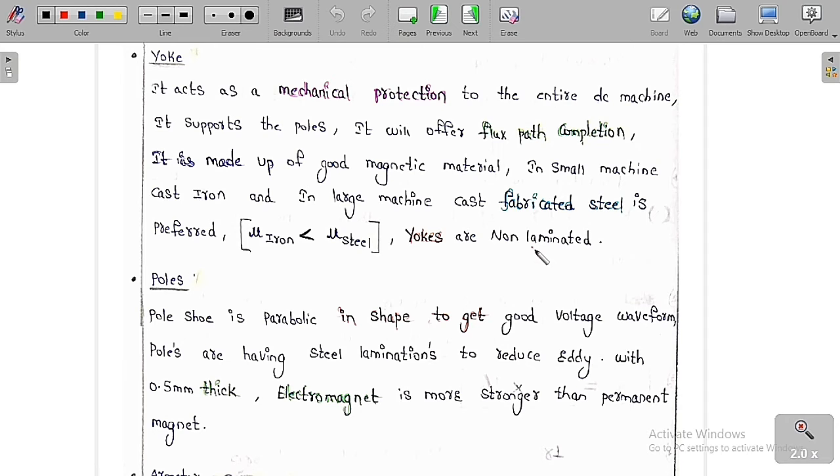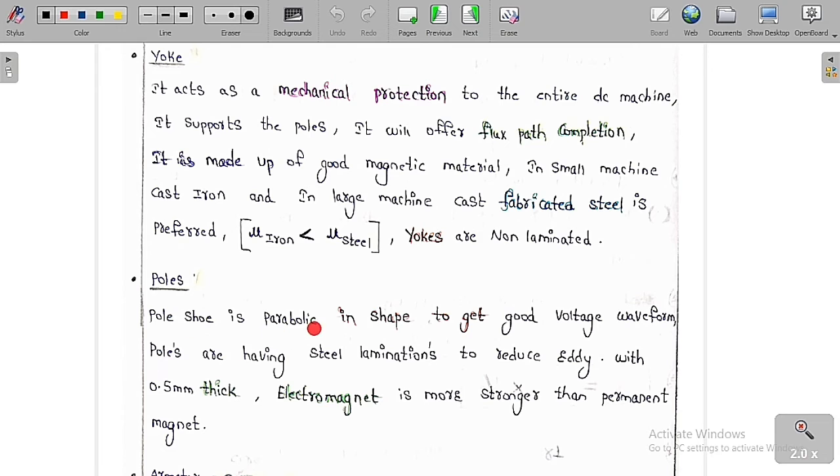So the yoke acts like a mechanical protection to the entire DC machine, and it supports the poles. I have already told you it offers flux path completion, and it is made of good magnetic material. In small machines we make the yoke with cast iron, and in large machines we use cast fabricated steel. The permeability of iron is very low when compared to the permeability of steel. Yokes are non-laminated. We are not going to laminate them. Yokes are always non-laminated.